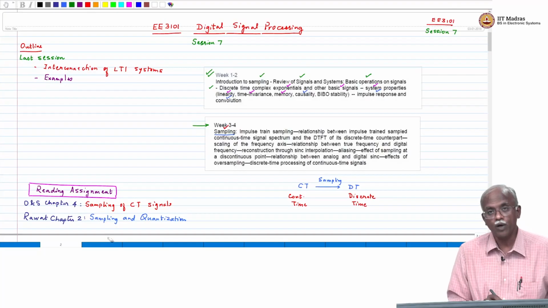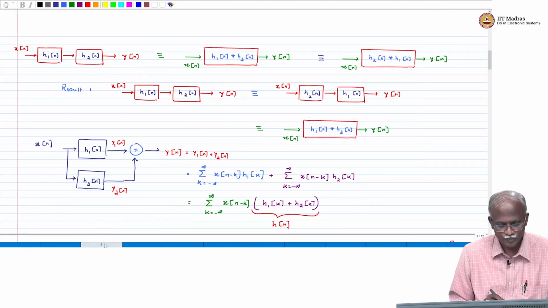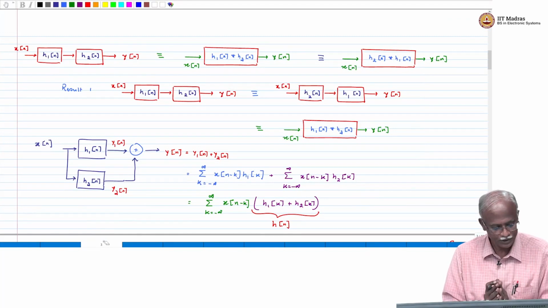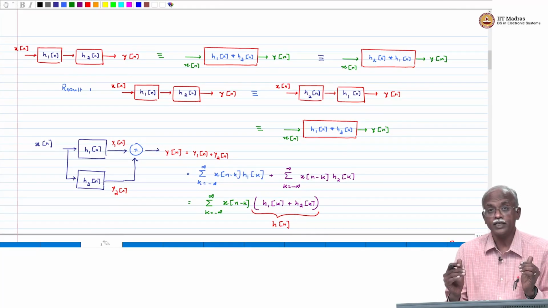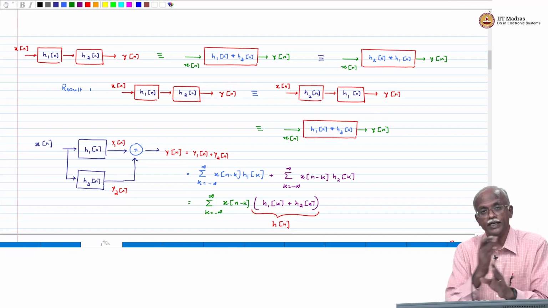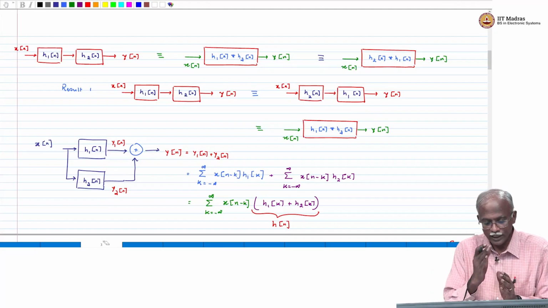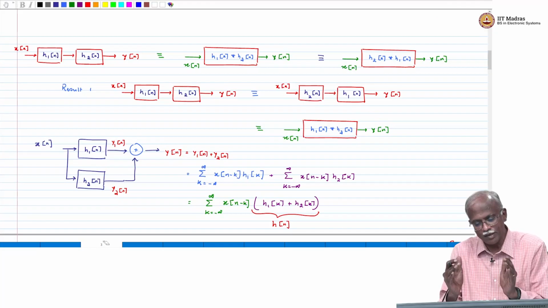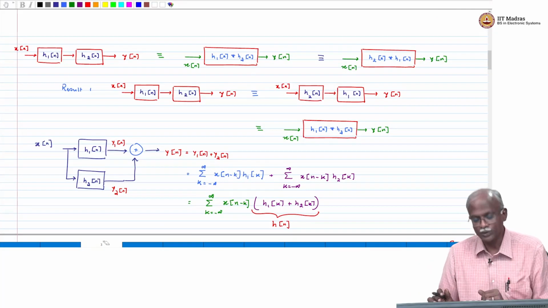So what are some of the topics that we have covered in the last class? Let me just quickly capture them for you. We looked at the various interconnections of LTI systems. You could look at a cascade of two LTI systems. The main result is that when you have LTI systems, you can put them in any order. You can interchange the order in which the cascade is implemented. So h1[n] followed by h2[n], two LTI systems, is the same as the input being operated upon by h2[n] first followed by h1[n].